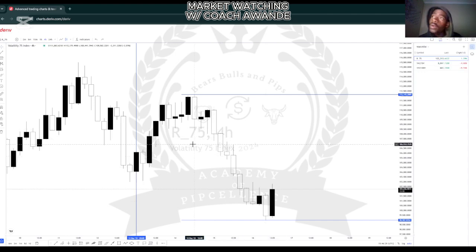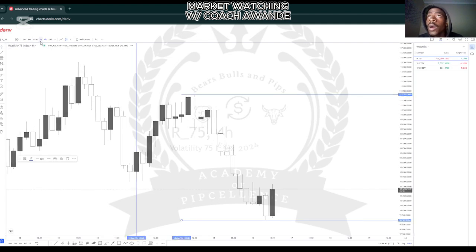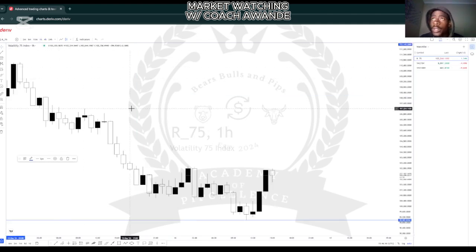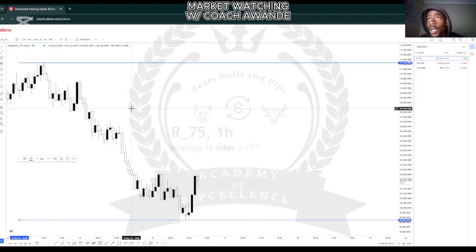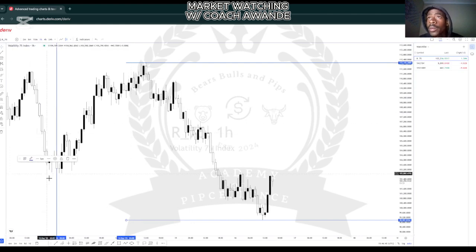So I don't like to mark out too much on the 4 hour. I will mark out my swing low and my swing high on the 4 hour. Then on the 1 hour is where things get a little bit more interesting, because on the 1 hour we are more able to scale in and identify our market structure.